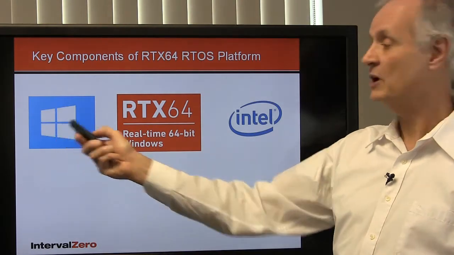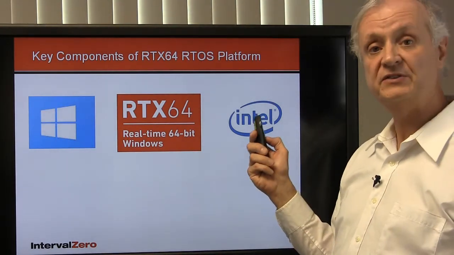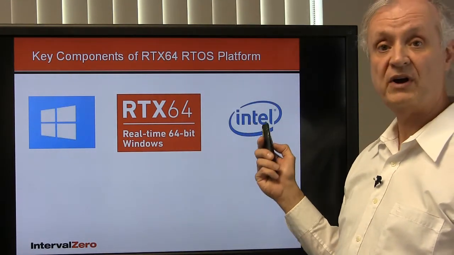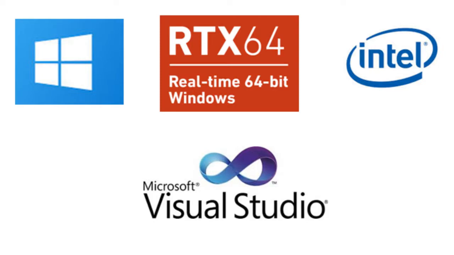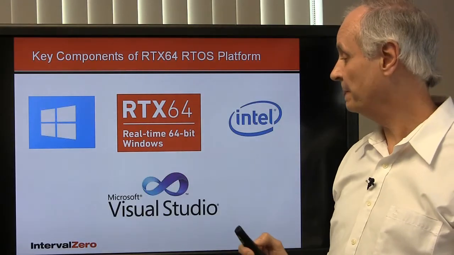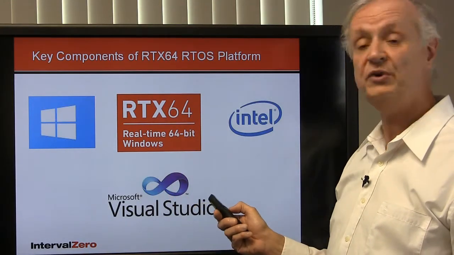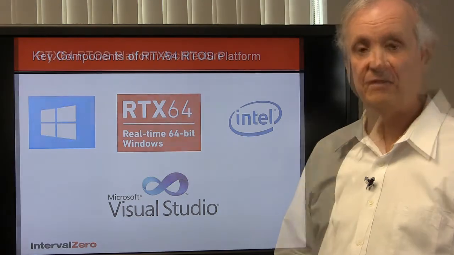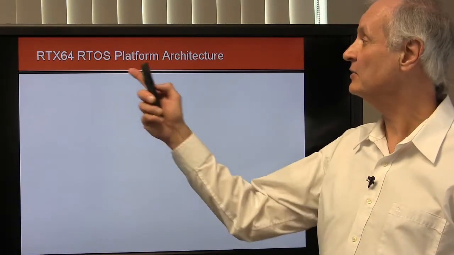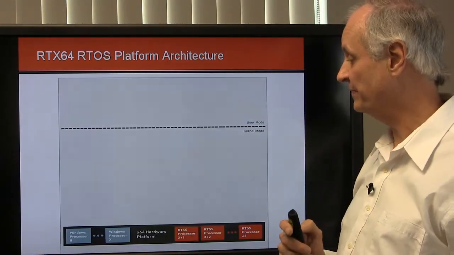First, we see the Windows operating system. Then we see the 64-bit multi-core multiprocessors and the RTX64 software, including deterministic scheduler and symmetric multiprocessing capabilities. The Microsoft Visual Studio provides the integrated development environment. Now let's take a look at this RTOS platform architecture in detail.